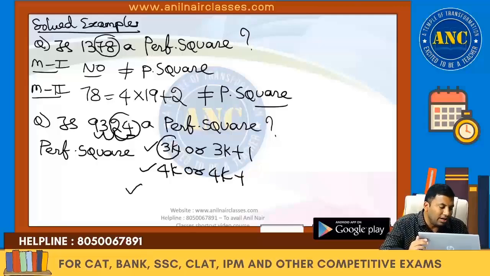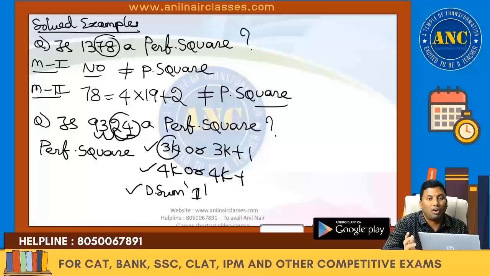Next one, any perfect square's digital sum, if you see, is always 1, 4, 7 or 9. 9 plus 3, 12. 12 plus 2, 14. 14 plus 4, 18. The digital sum is again 9. So it satisfies the converse of all these three things. All are getting satisfied. In the previous question, directly you can say that it is not a perfect square, but in this question all are getting satisfied.